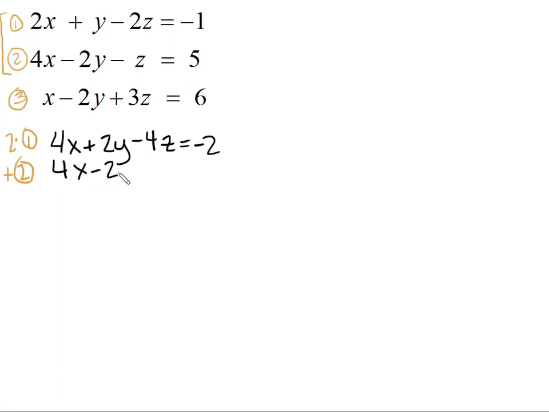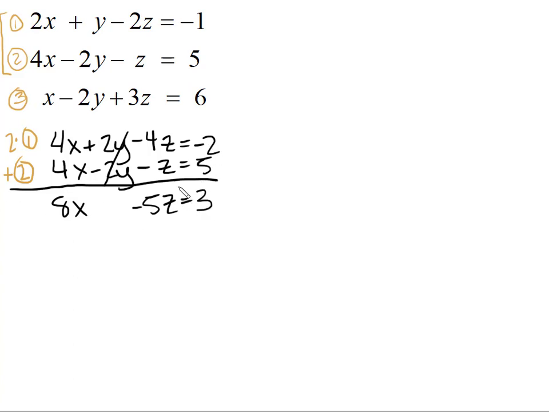4x minus 2y minus z equals 5. And we're going to add these two together. So that gives me 8x. My y's cancel, and that's what I wanted to do. Minus 5z equals positive 3. And what we did is we created a brand new equation.